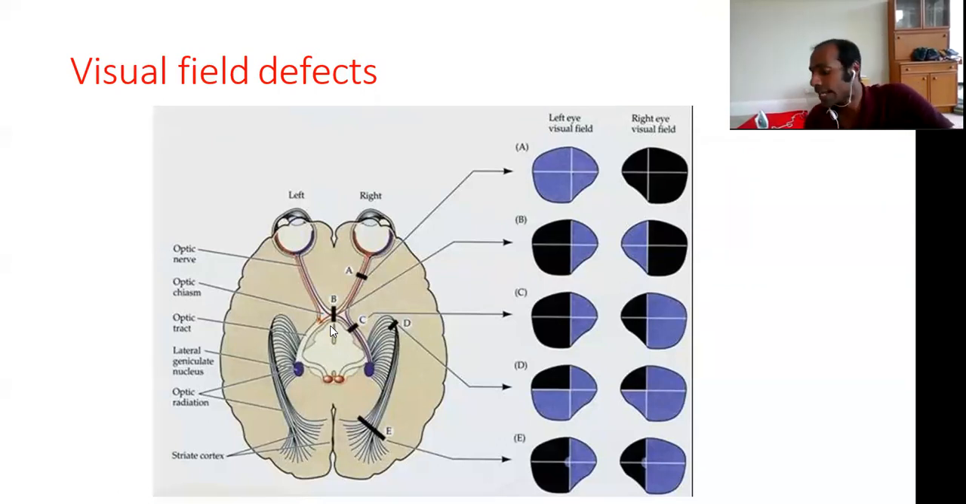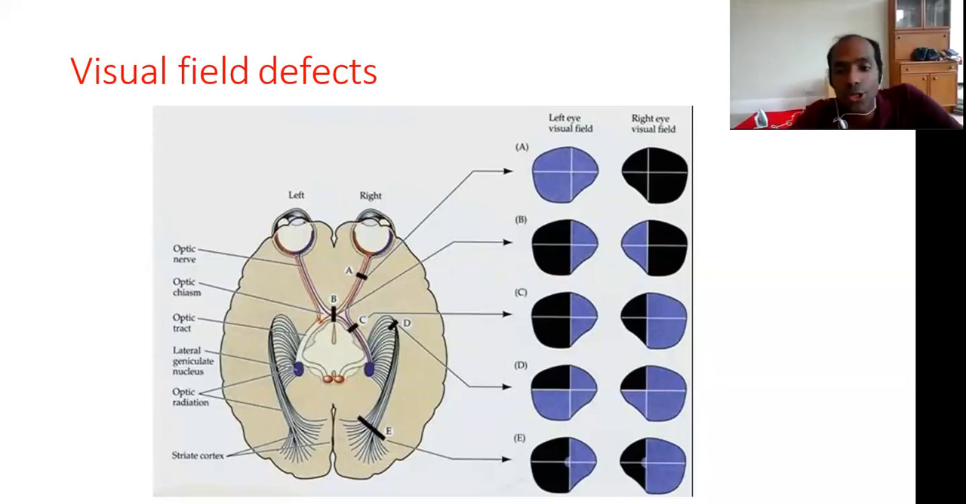What is the lesion? The etiology most often is compression due to a pituitary tumor. There are some exceptions, but most often this is due to a pituitary tumor pressing on the optic chiasma. The pituitary gland is in very close relationship with this area. So remember that: bitemporal hemianopia, optic chiasma lesion. That's the first thing you need to know as a medical student.